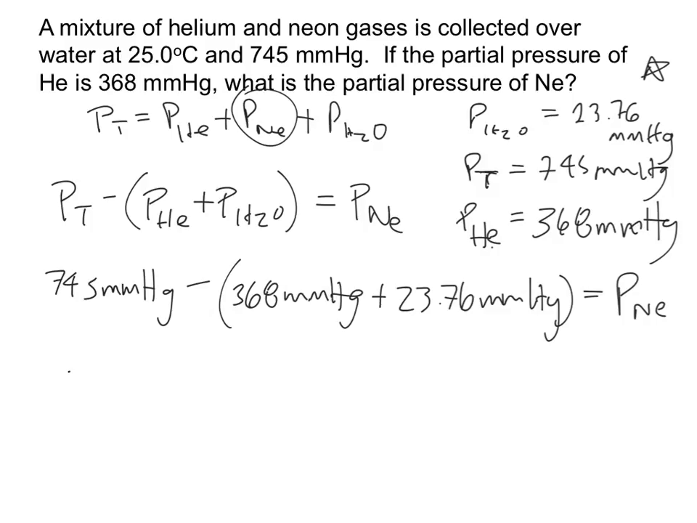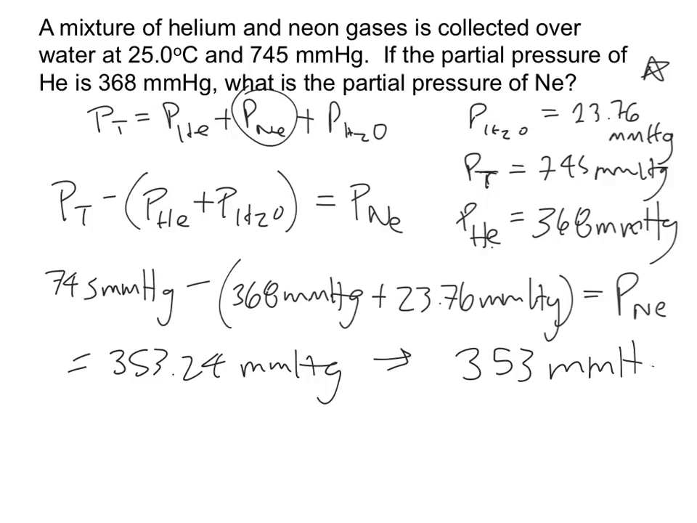So from our calculator, this gives us 353.24 millimeters of mercury. Okay, or if we consider sig figs based on the fact that we're doing addition and subtraction, this is just going to give us 353 millimeters of mercury. Okay, so whenever you're collecting over water, you want to make sure that you're considering the partial pressure of that water vapor, and of course you're getting your pressure total from your atmospheric pressure.